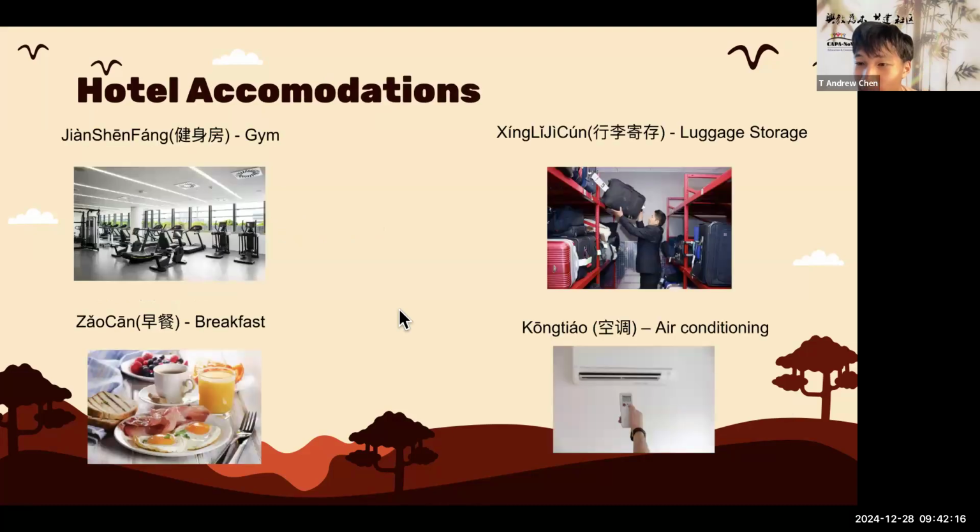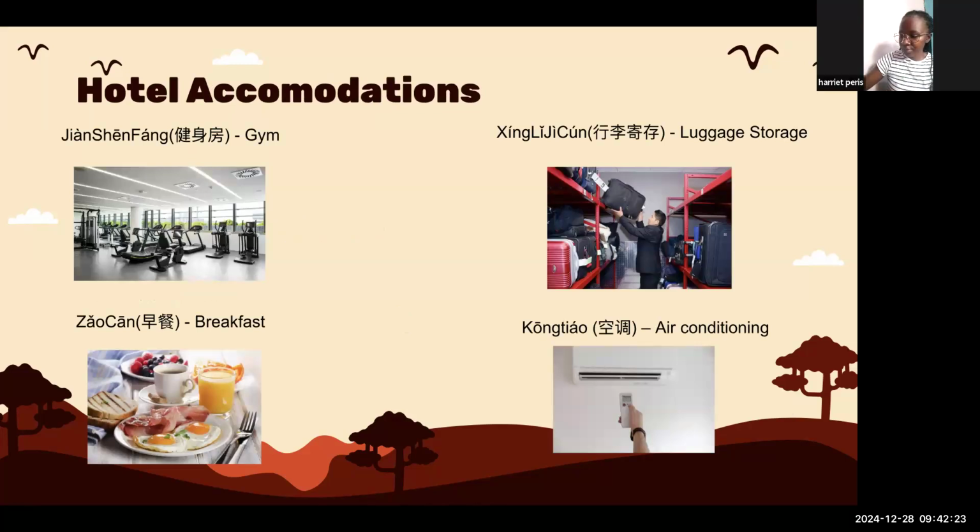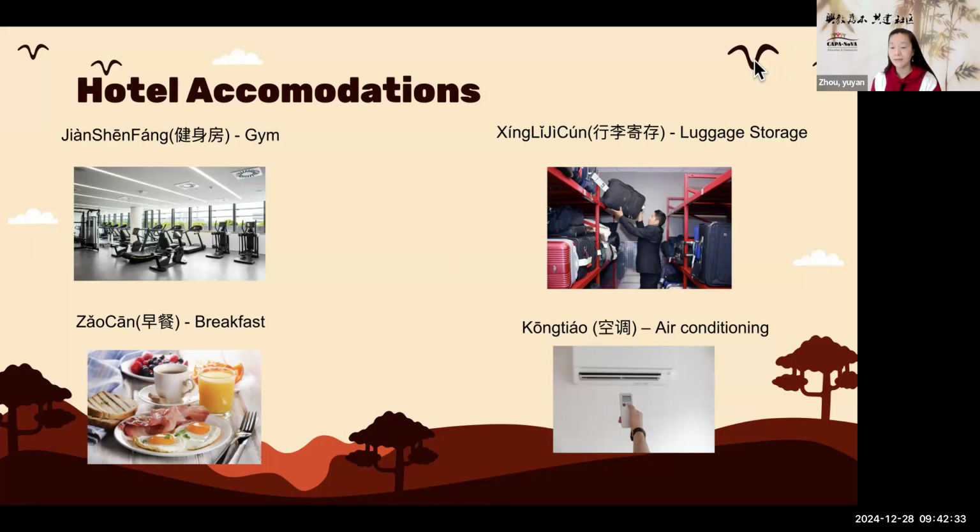Okay, so now we're on accommodations. I'll go through each one. So let's say the hotel has a gym, right? Gym in Chinese is 健身房. 健身房. Yes, very good.